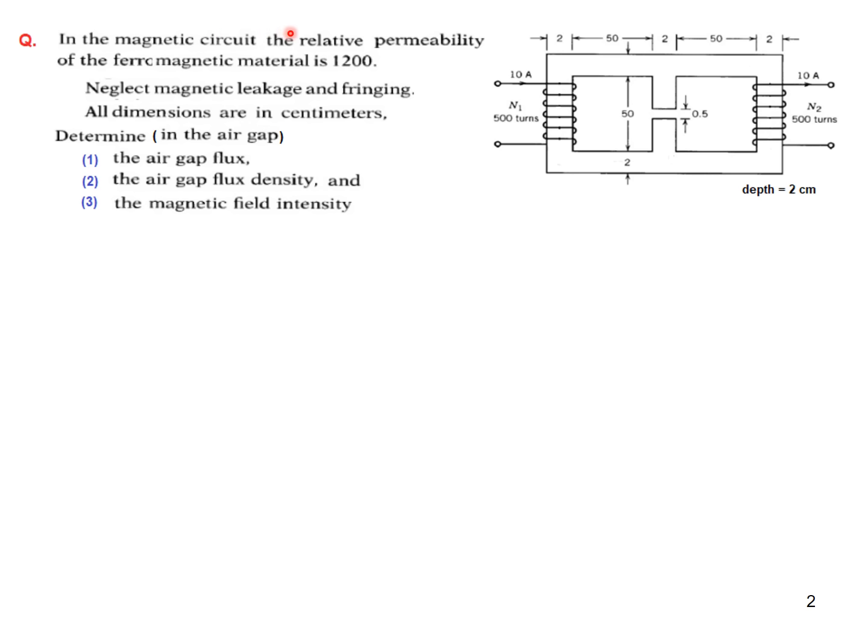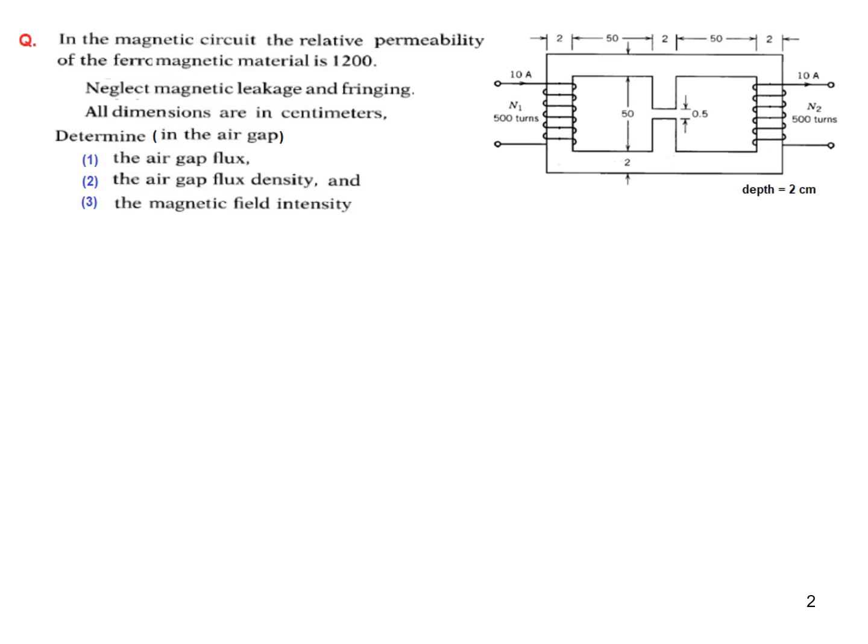In the magnetic circuit, the relative permeability of the ferromagnetic material is given as 1200. This is the magnetic circuit. You can see there are two coils, both of them 500 turns. Current enters from the top on the left, and leaves from the top on the right-hand side. And these are the dimensions, all in centimeters.